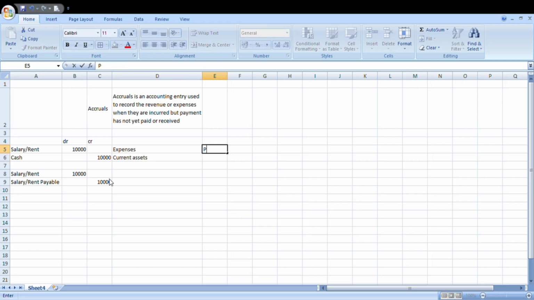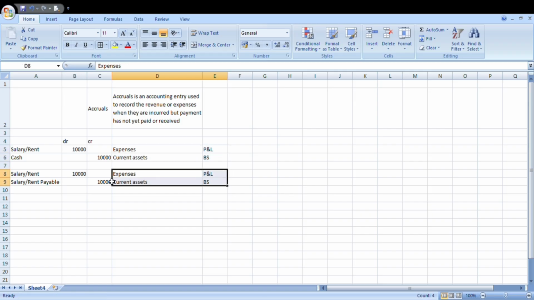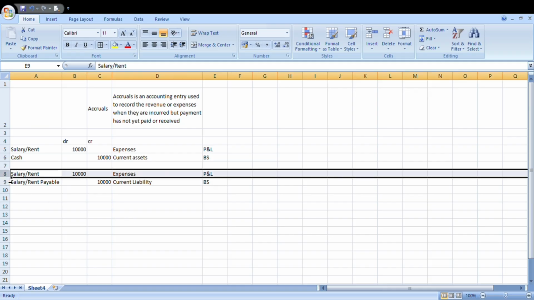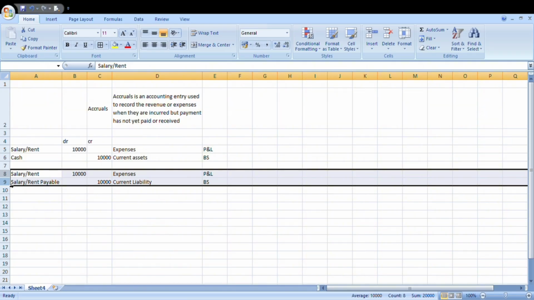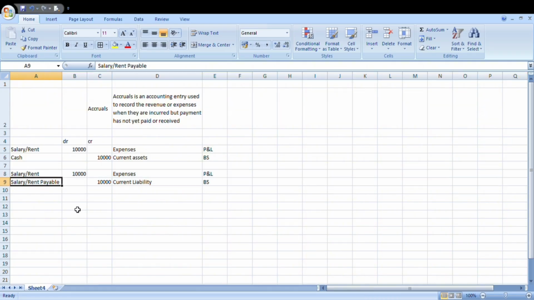Expenses come under the profit and loss account. Current asset comes under the balance sheet. Same thing here also, but this is not a current asset. This is a current liability. So this is also profit and loss account, and this is also balance sheet. So this is the actual accrual entry. There is no cash or bank involved in this.